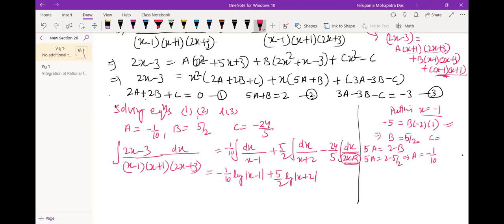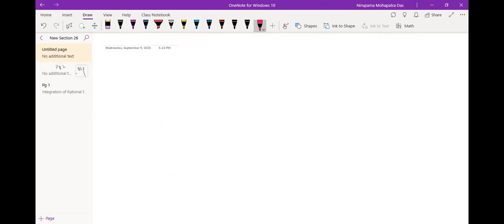So here you have to write 2 dx, which we do not have. So make it 2 dx, multiply by half. So that means minus 12 by 5. Then you can write log 2x plus 3 plus constant of integration. Okay, is it clear? Let's go to the next question. One more question.